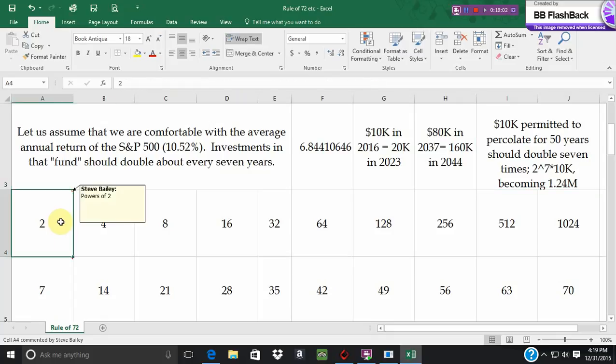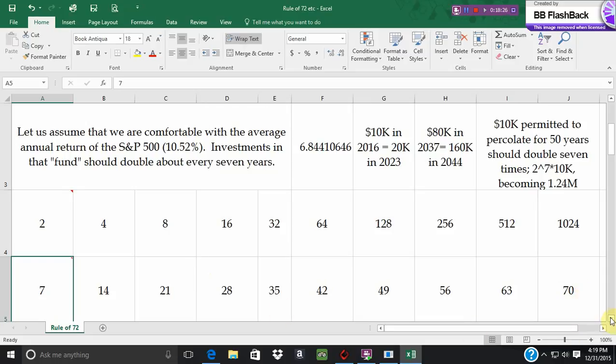The power of computers compared to what I had when I was a kid is amazing. What I've done in this row is I've labeled for you what the powers of 2 are. The row below this is how many years we have held this particular investment. So here we're looking at 7 years, 14, 21, and so on, all the way out to, say, 70 years.